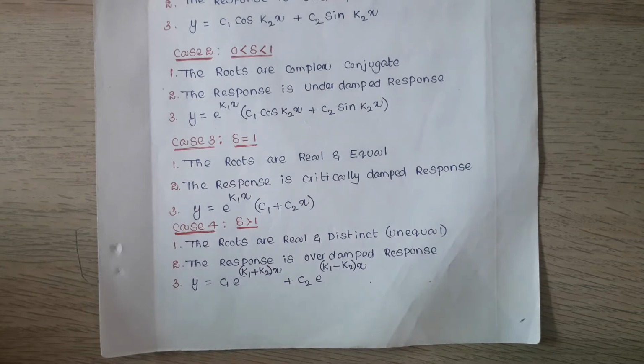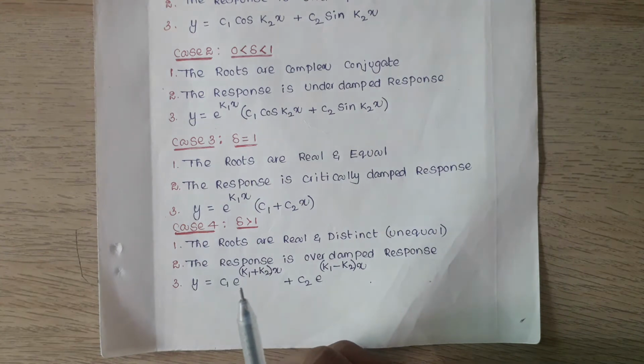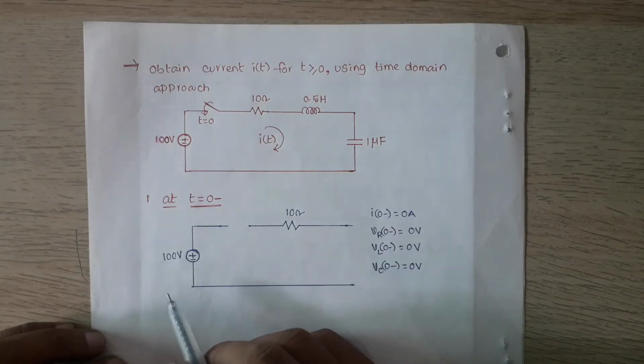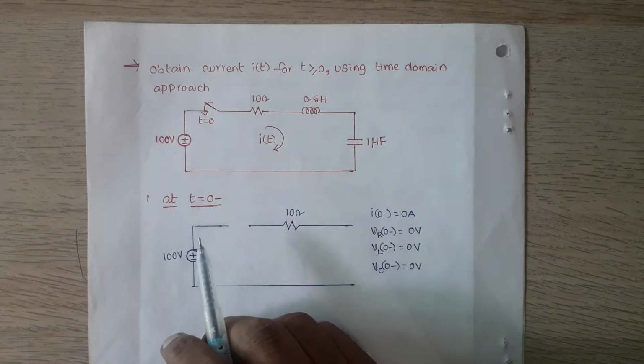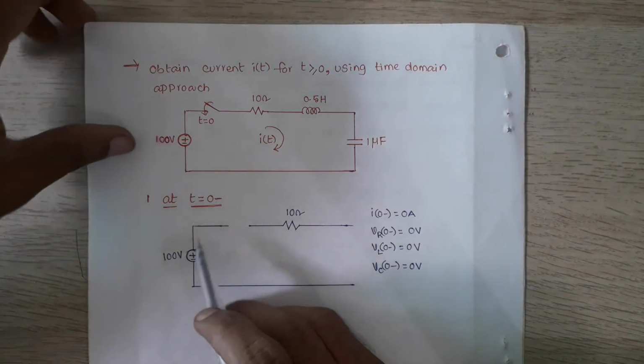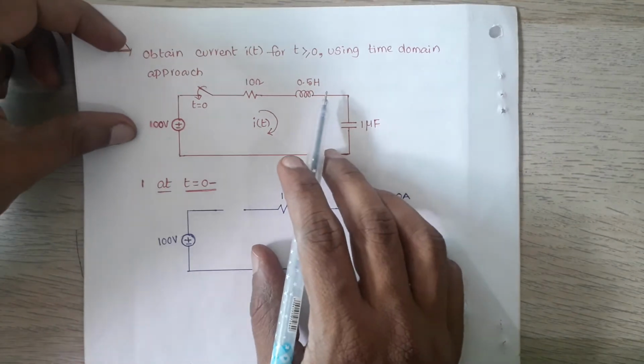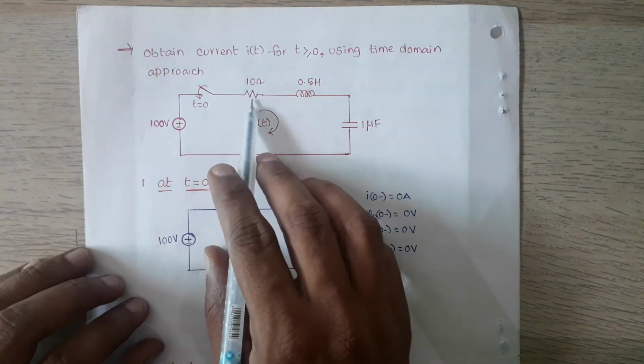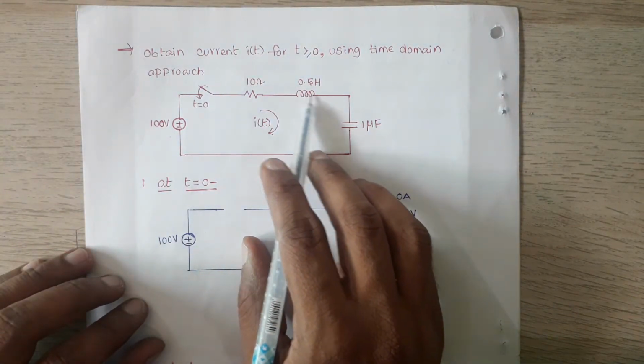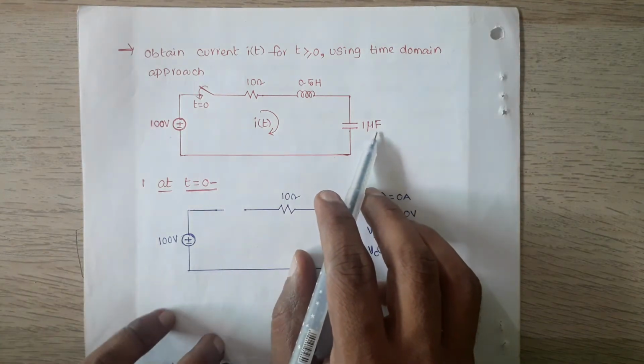So now let me take a problem on this second order differential equation connected to a DC source at t equal to 0. Obtain current i(t) for t greater than 0 using the time domain approach. So this is the circuit given: 100 volts DC source, resistor 10 ohms, 0.5 henry inductor, 1 microfarad capacitor.